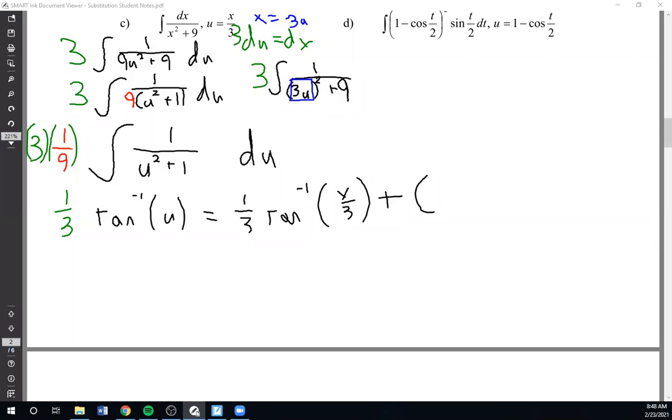Square 3u, and I get 9u squared. And so the 9 can get factored out, brought outside of the integral, and oh, look at that. All we have left is my derivative of tangent inverse, which is where we wanted to end up. That's the problem worked forwards.